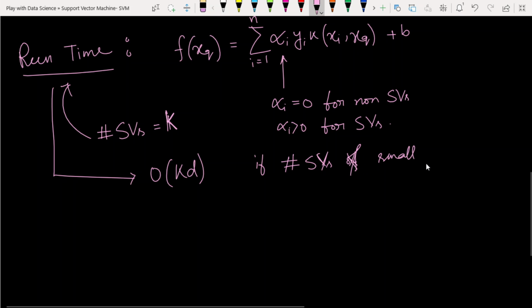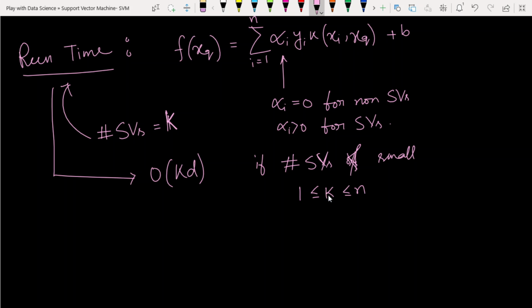Okay, if our number of support vectors k is small, then k lies between 0 and n. If it is small, then this model is better, because we can easily build a low latency model by simply using the runtime complexity when our number of support vectors is small.